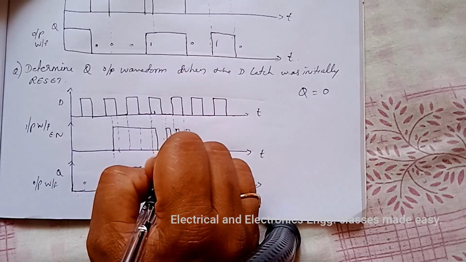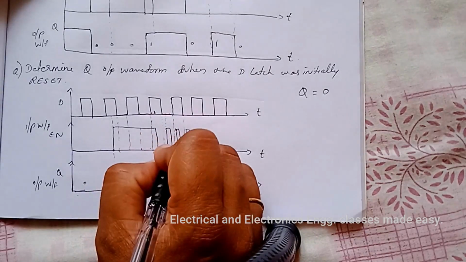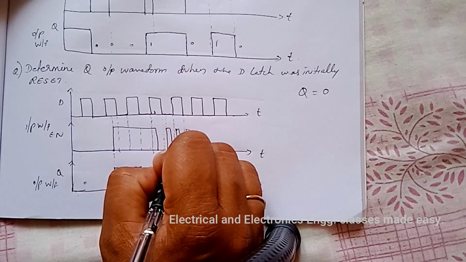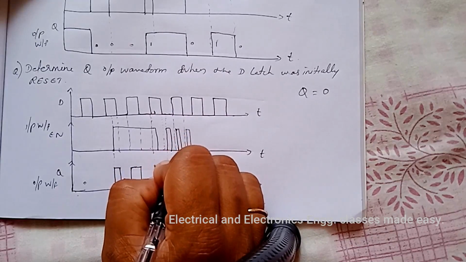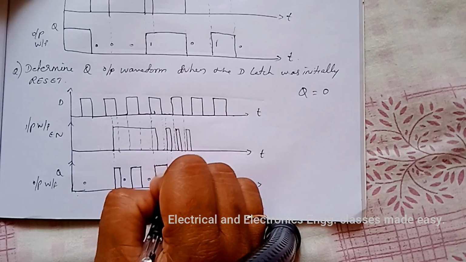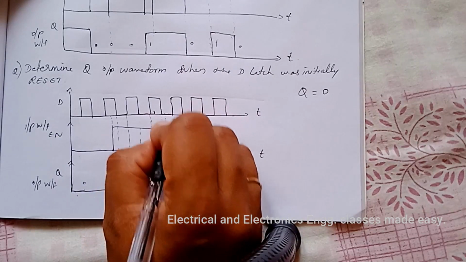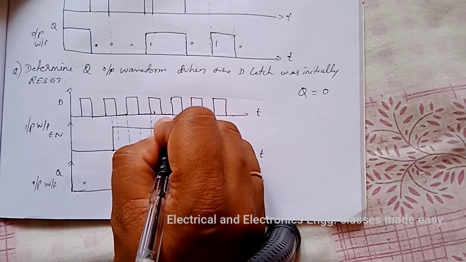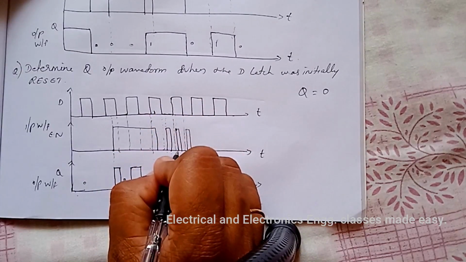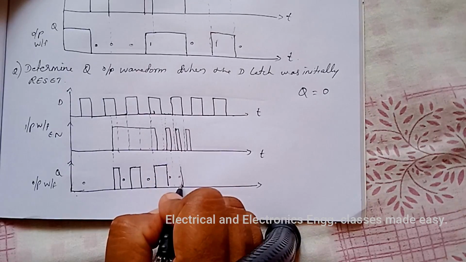So here also it is 0. And here the enable is low. That means it is in the previous state. So in the previous state up to this point, next enable high. So the next enable high is at this point. So up to that point it is in the previous state. When enable is high, so here enable is high, that means D is high at this point. So the output is high at this point.